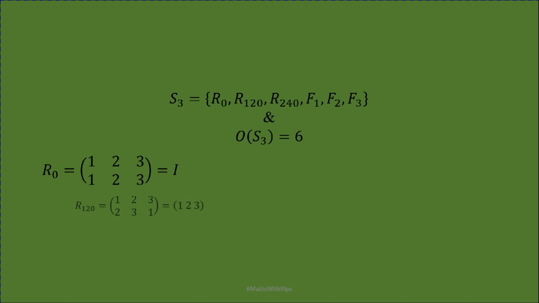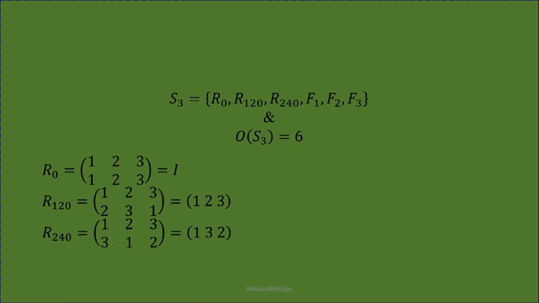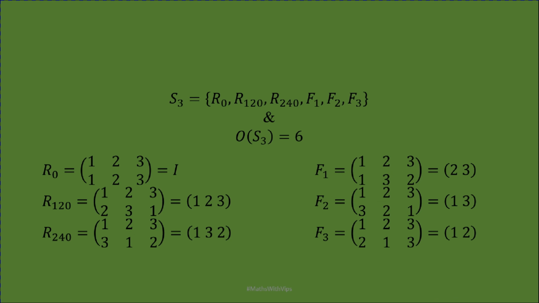This was R0, R120. We have written R120 in cyclic notation, so it is nothing but the permutation (1 2 3). On the same lines we have R240, which is the permutation (1 3 2). We have F1, which is the permutation (2 3), F2, which is (1 3), and F3, which is (1 2).